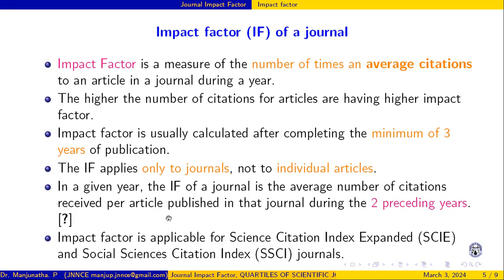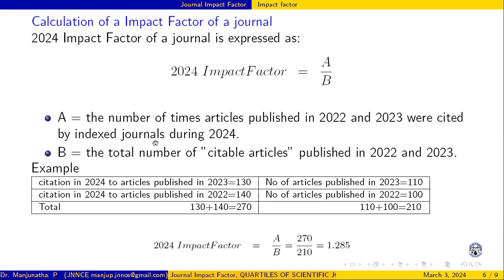Impact factor is applicable for Science Citation Index Expanded, that is SCIE, and Social Science Citation Index journals. So this is applicable to these. And how is this actually calculated? We see that some number is coming, but what is that number? How is it actually calculated?